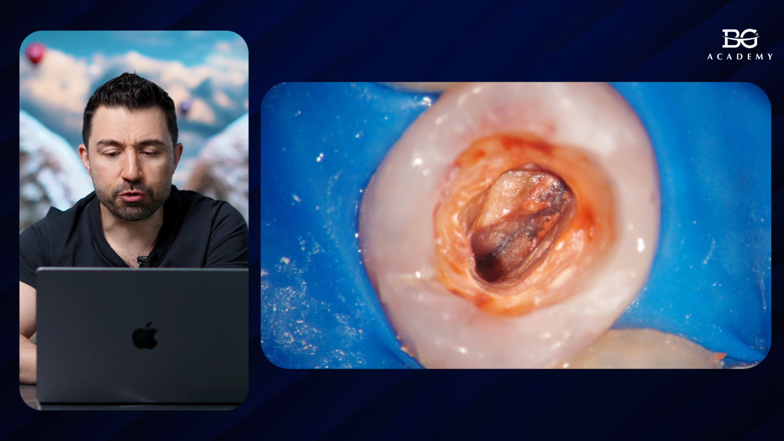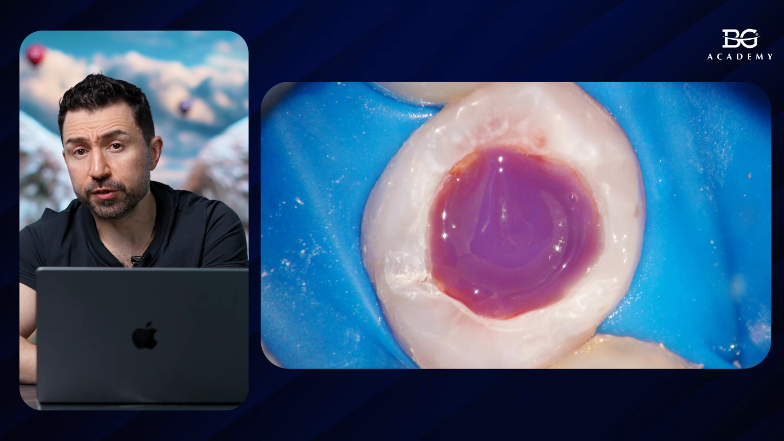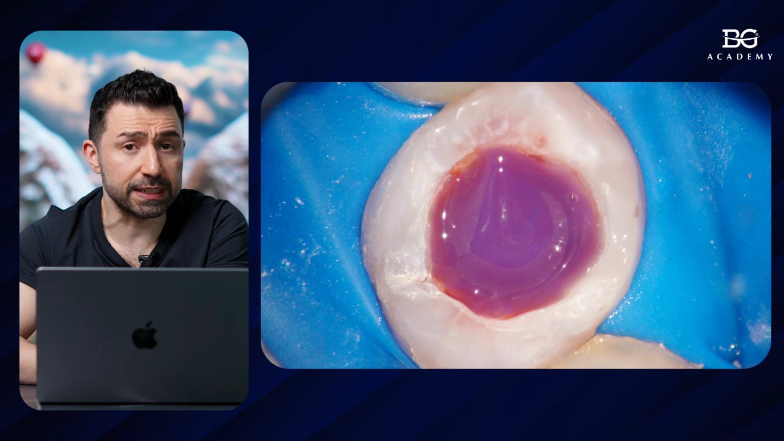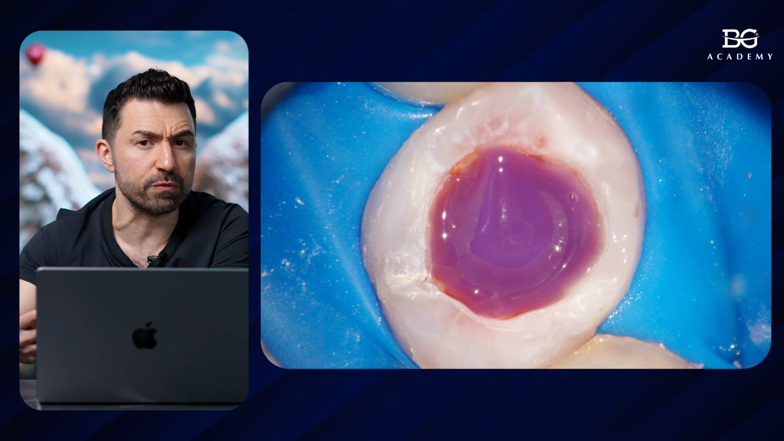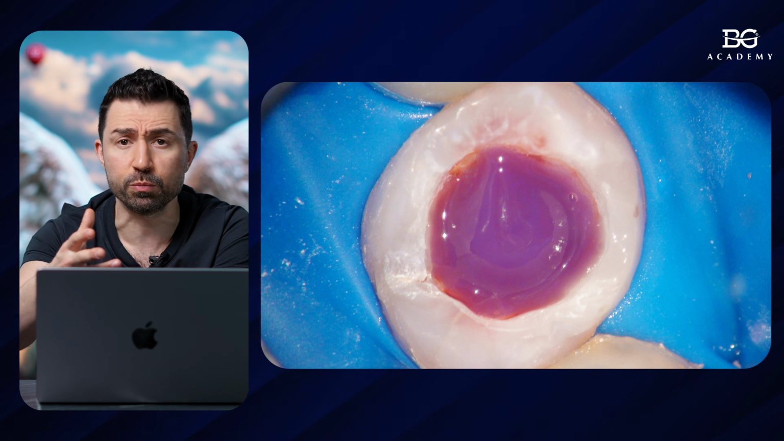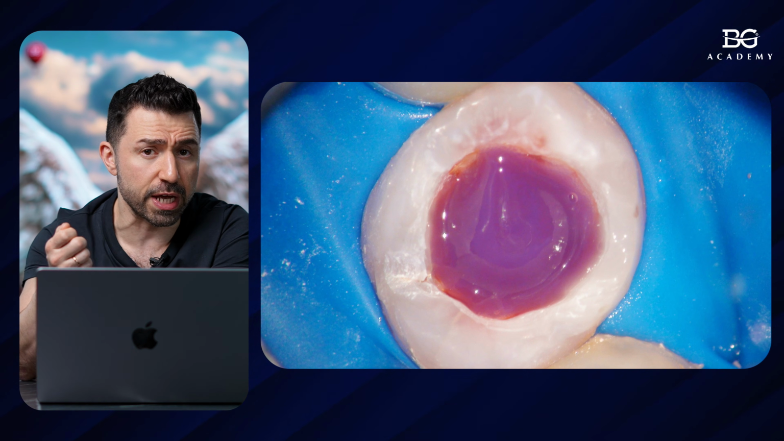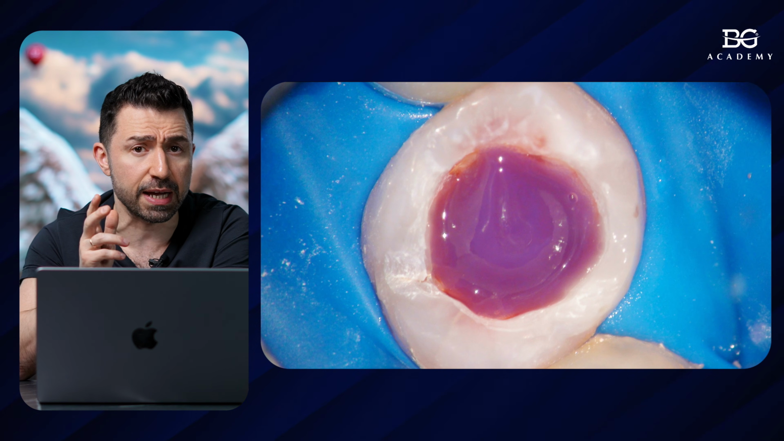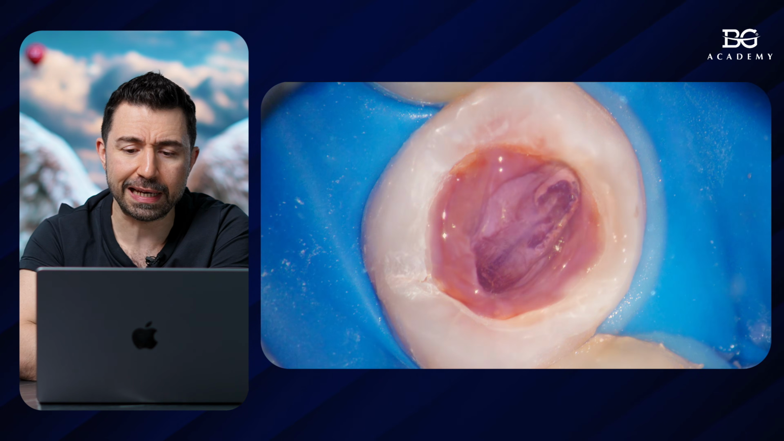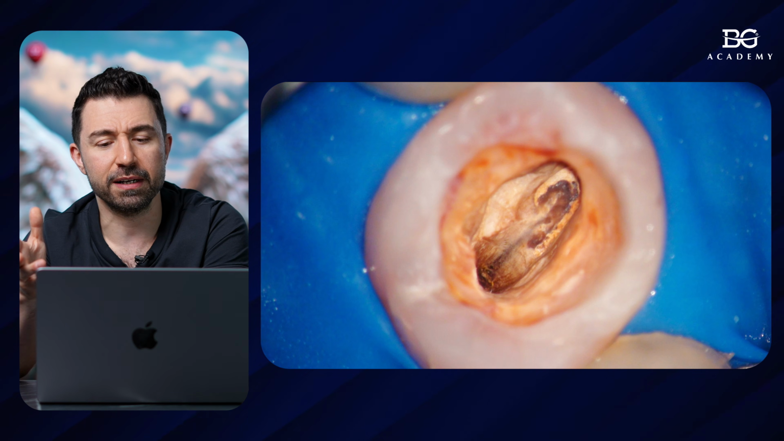Okay, so the trick is to use phosphoric acid. The regular phosphoric acid that we use before we do composite restorations, before we do bonding or whatever. So you just fill the pulp chamber with phosphoric acid, you take a micro brush, scrub for just 5-10 seconds, then you rinse everything out and look how clean it becomes, okay?